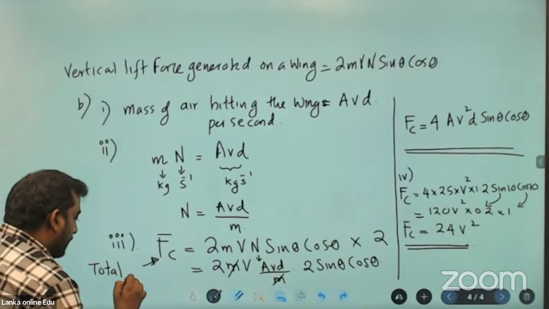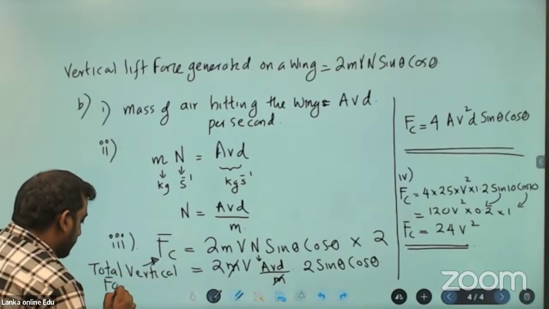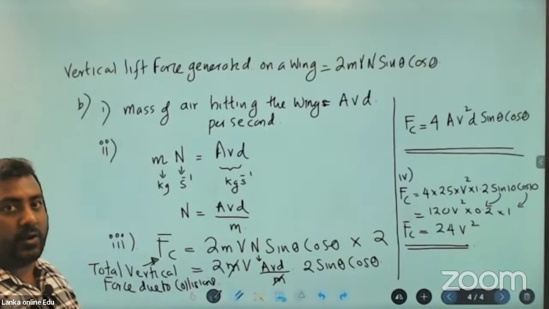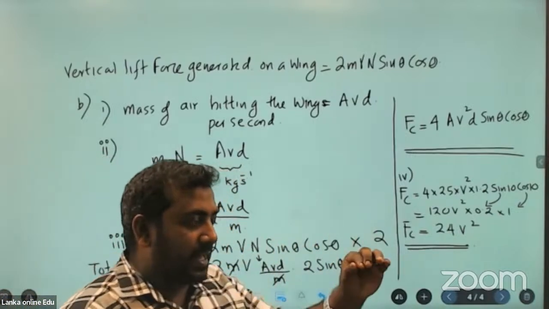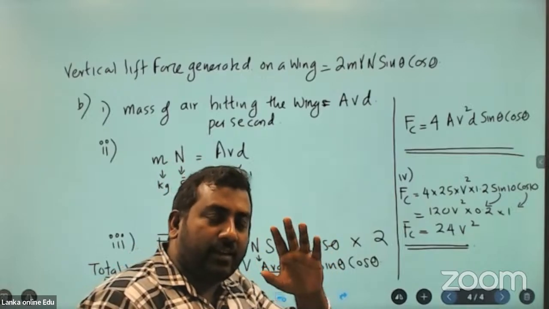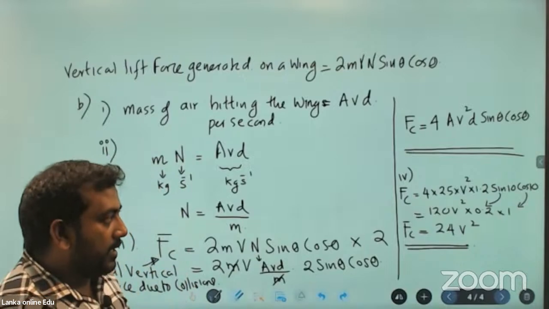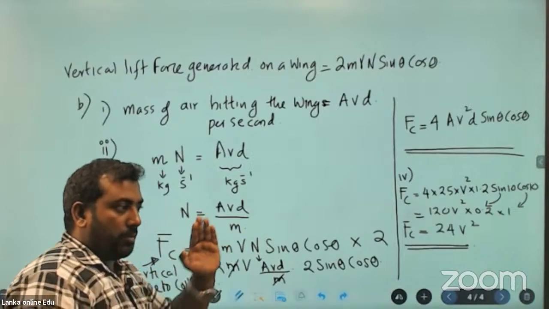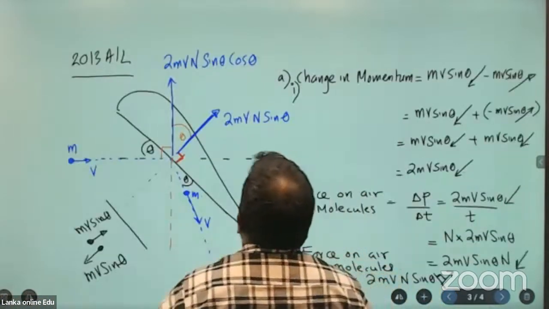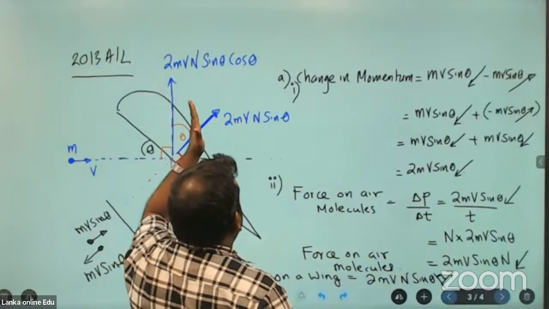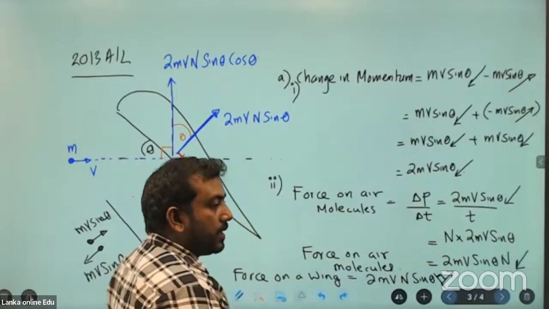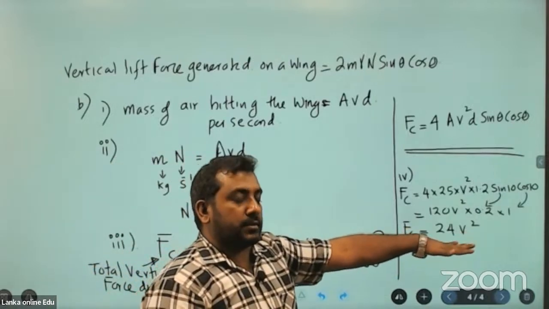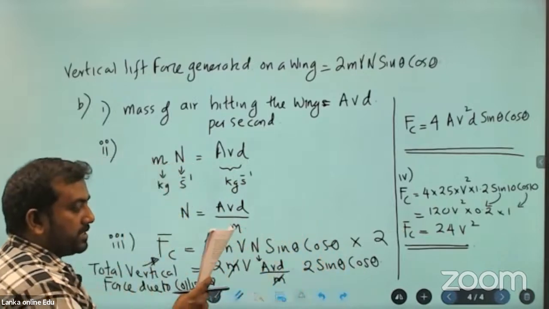Total vertical force due to collision. What have we just found? We are just focusing on how air particles are colliding and rebounding and creating a force on the wing. There's a force on air particles, and an equal and opposite force on the wing. Taking the vertical component, we have simplified it and found the total force due to collision acting on the wing.